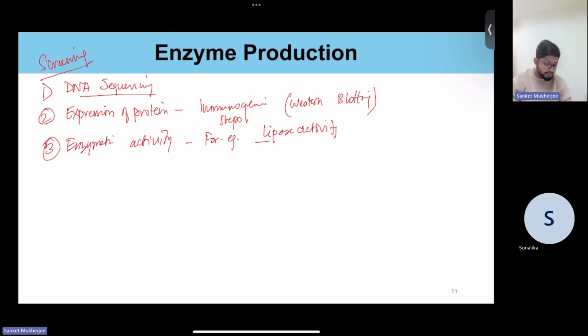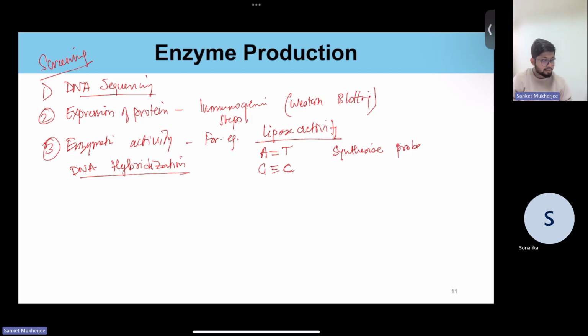Screening can be done using DNA hybridization. What is this method? Let's look at it. In case of DNA hybridization, it relies on the complementarity of DNA. So A binds with T, G binds with C, then there's a double and triple bond involved, right? We all know this. And based on this, we synthesize probes, and we will talk about how probes are synthesized.